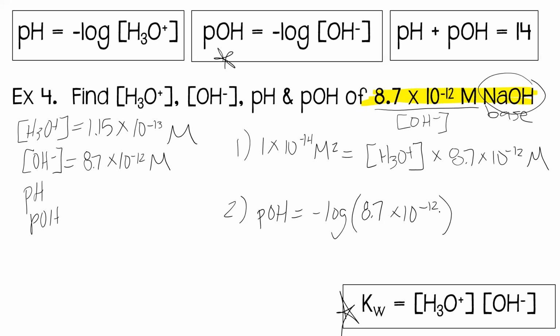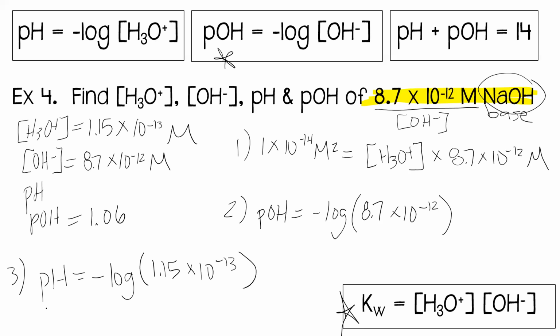So for pOH, I get a value of 1.06. And then remember, now I'm solving for pH. You can either use this equation, negative log of the hydronium ion concentration, or you can use pH plus pOH equals 14. Either one, you're going to get the same answer. So solve for that, see what you get. I have my pH as equaling 12.94. Adding the 2 up gives me 14, so I'm good there.